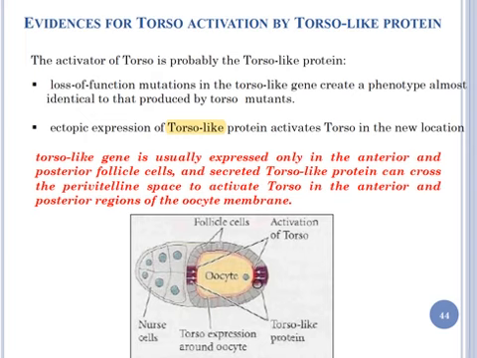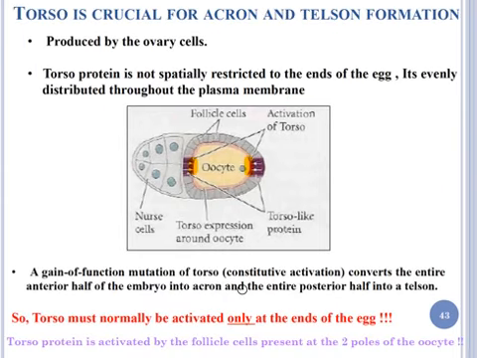So it seems like if we make a mutation in torso-like or in torso, we get the same phenotype. It means we don't have any formation of acron and telson in this case. Okay, so torso is only activated by torso-like. So here they tried one experiment, a gain of function mutation of torso. Gain of function mutation means they induce a constitutive activation of torso.